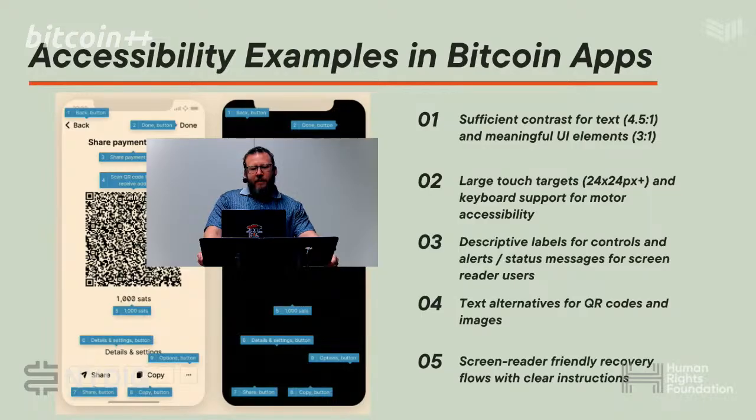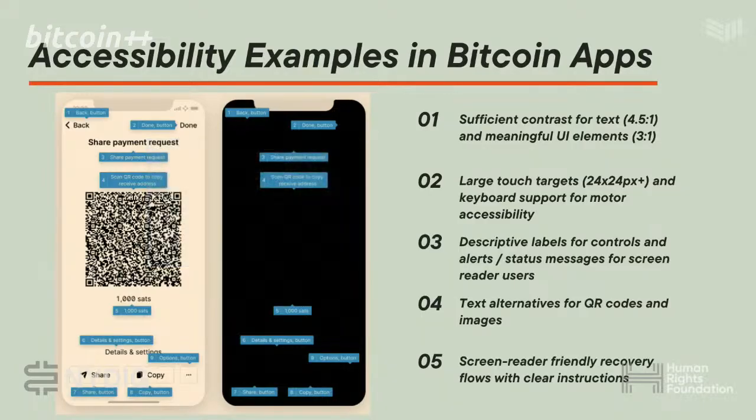So we have some accessibility examples in Bitcoin apps on the Bitcoin Design Foundation website. If you go into the accessibility section, there's a screenshot that I have up here on screen right now that shows a mock-up of a payment request in a wallet, a Lightning payment request. And on the left side of the screen, we see the application as you would experience it as a sighted user. On the right side of the screen is how you would experience it as a blind user, with only the labels of the buttons being announced.